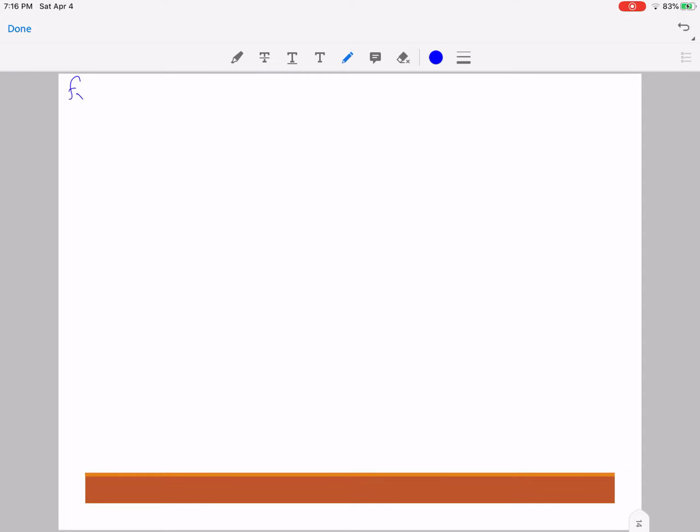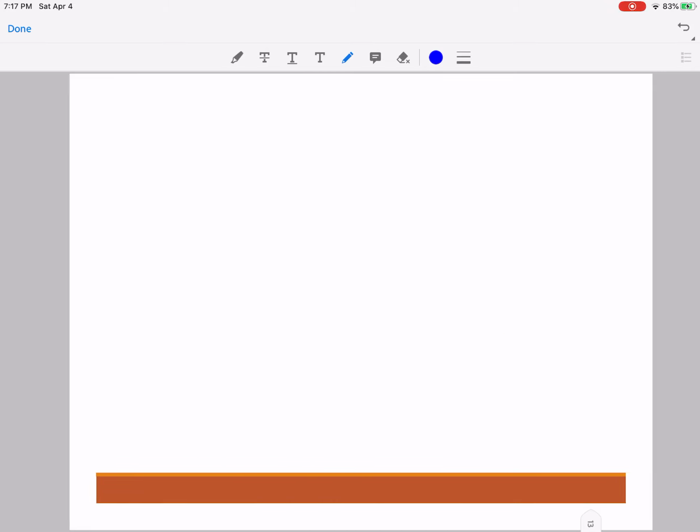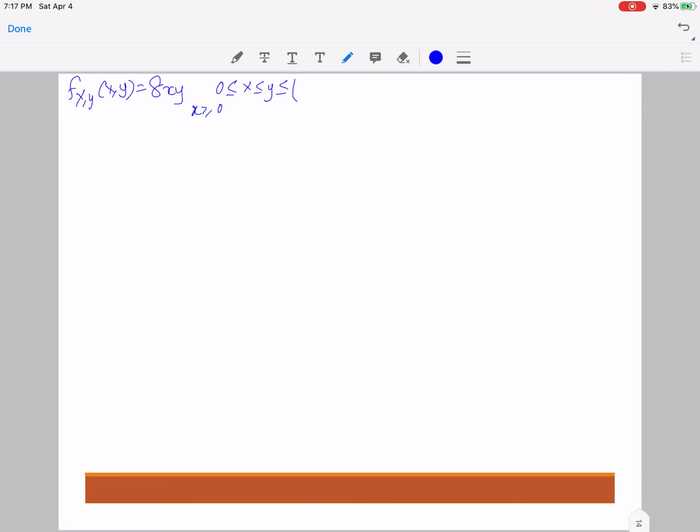So f(x,y) in this case is 8xy for this particular region, and x is greater than or equal to 0 and y is greater than or equal to 0. So we need to find the expected value of x and the expected value of y. Before we proceed ahead and find the expected values of x and y, I think it's a good idea to first evaluate the marginal density functions of x and y.